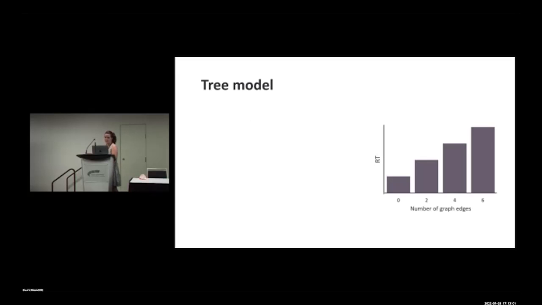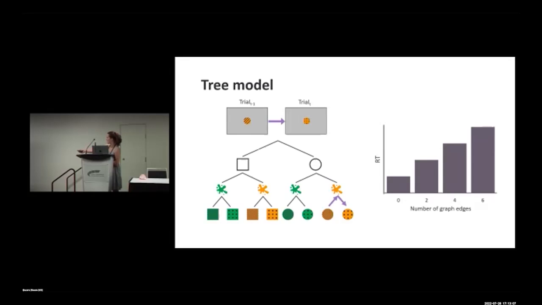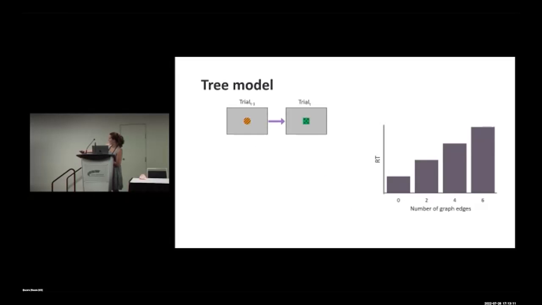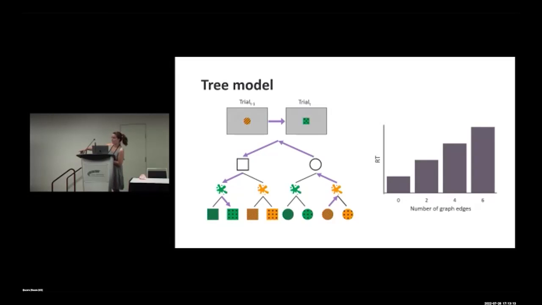So for example, on this type of trial, we would expect a relatively quick response because you just have those two little branches to traverse. Whereas on this trial, where you have to go all the way through the hierarchical representation, you'll have a longer reaction time. And this is our tree model here.